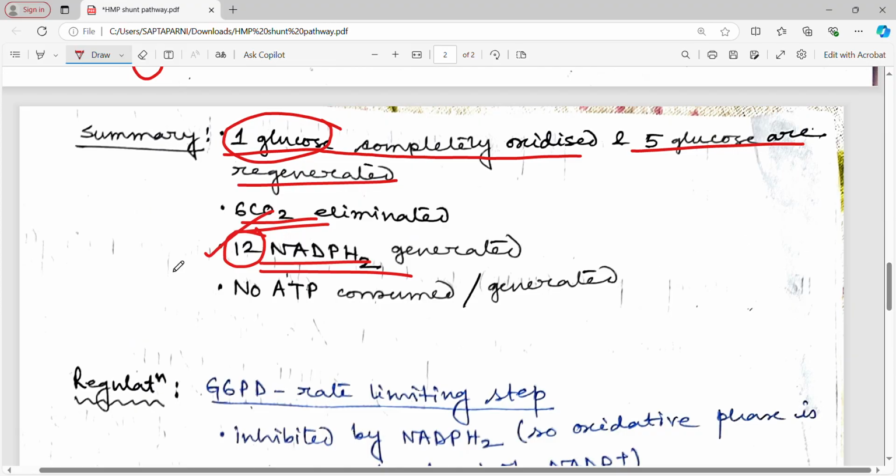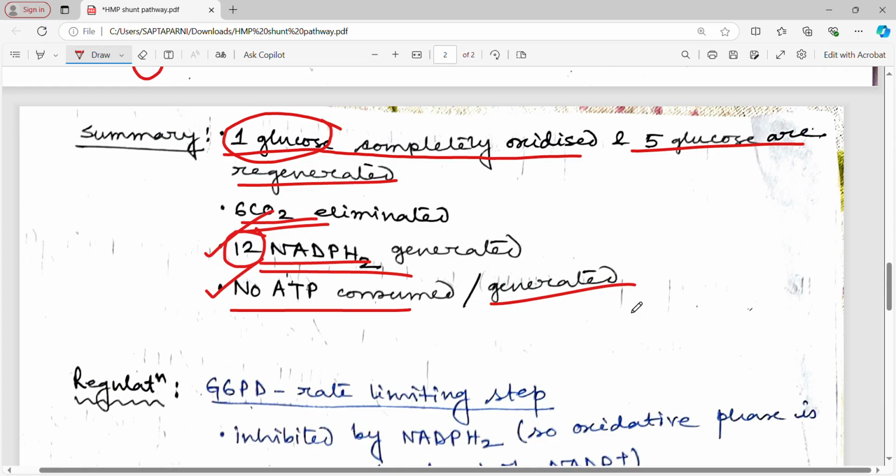Another interesting thing is that no ATP is either consumed or generated in this shunt pathway. That is the main difference with glycolysis. In aerobic glycolysis 7 molecules of ATP are generated. In anaerobic glycolysis 2 molecules of ATP are generated. But here no ATP is either consumed or generated. So it is not an ATP dependent process.